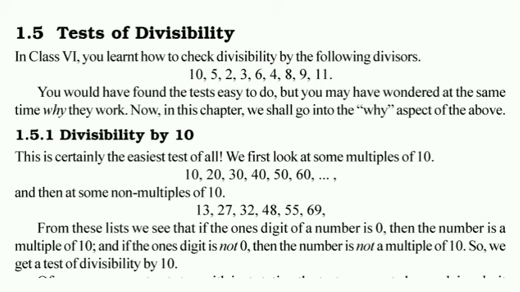In the first case, divisibility by 10. This is certainly the easiest test of all. We first look at some multiples of 10 like 10, 20, 30, 40, 50, 60, and then add some non-multiples of 10, those are 13, 27, 32, 48, 55, 69, and so on. From these lists we see that if the ones digit of the number is 0, it means ending with 0, then the number is a multiple of 10, and if the ones digit is not 0, then the number is not a multiple of 10. So we get the test of divisibility by 10.